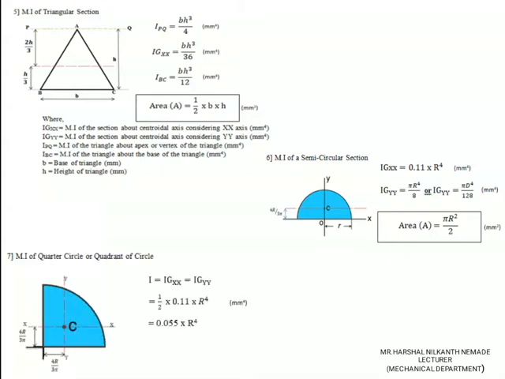Moment of inertia of quarter circle or quadrant circle. I is equal to IGXX is equal to IGYY, given by half multiplied by 0.11 multiplied by r raised to 4, or we can write 0.055 multiplied by r raised to 4. Unit for inertia is mm raised to 4.